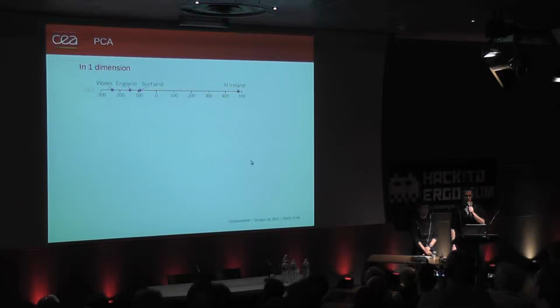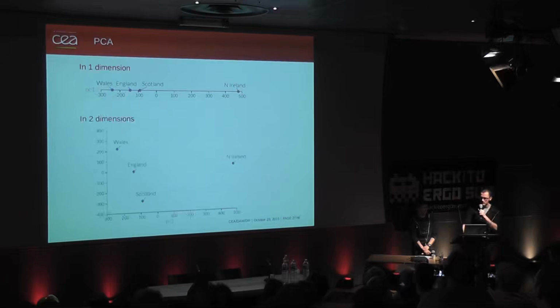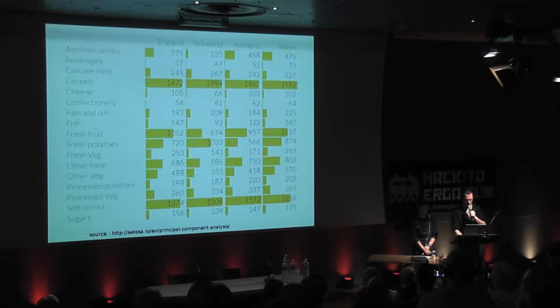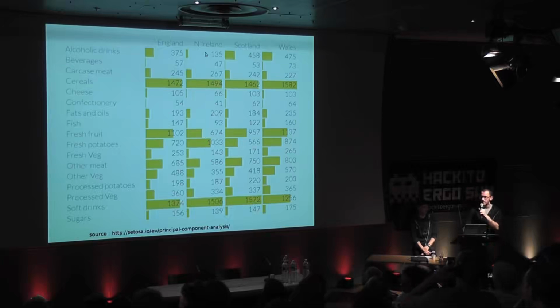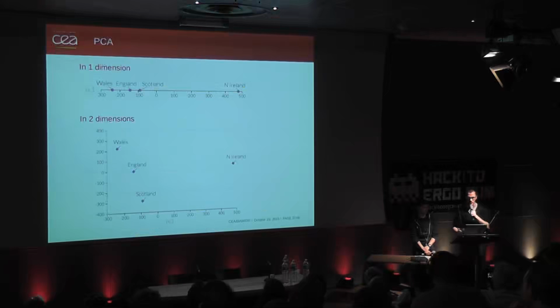So clearly Northern Ireland seems to be really different from Wales, England, and Scotland. If you do that in 2 dimensions, you lose a bit less information, and you get the same result: Northern Ireland seems to be different. If we go back to the real data, we can see that, for instance, Northern Irish people eat way less fruit than the others, but they eat way more fresh potatoes, and I think they drink a bit less also. So that's what the PCA found relevant and decided to show us in the representation.